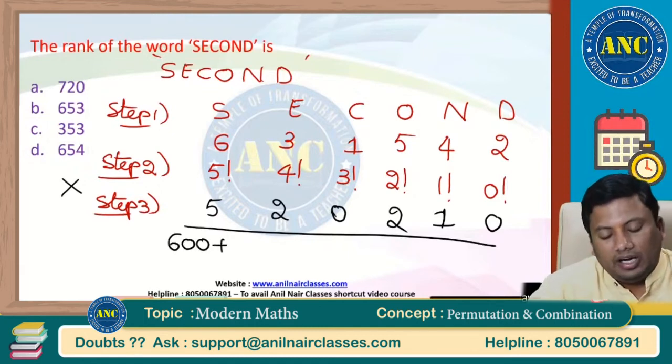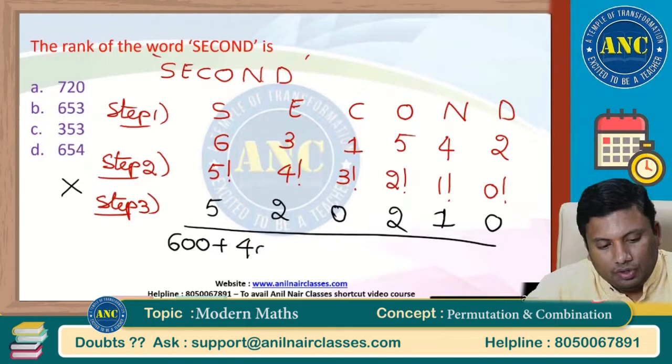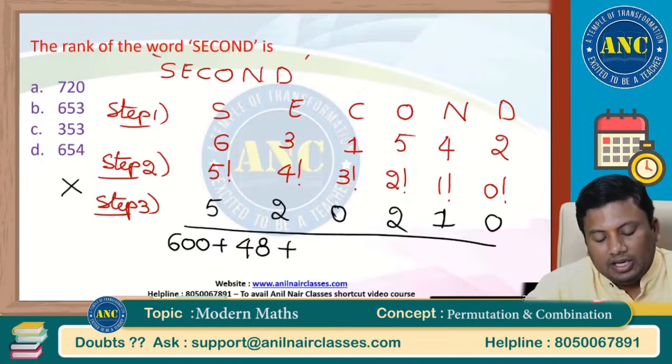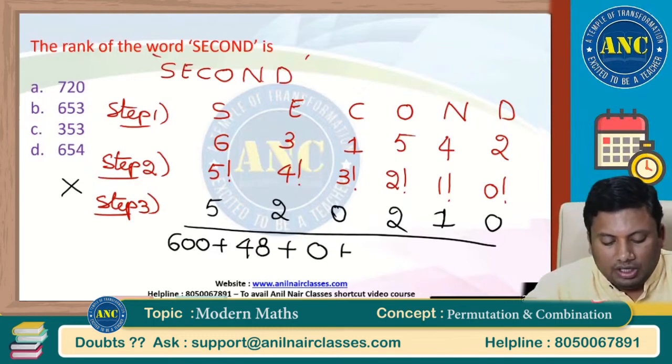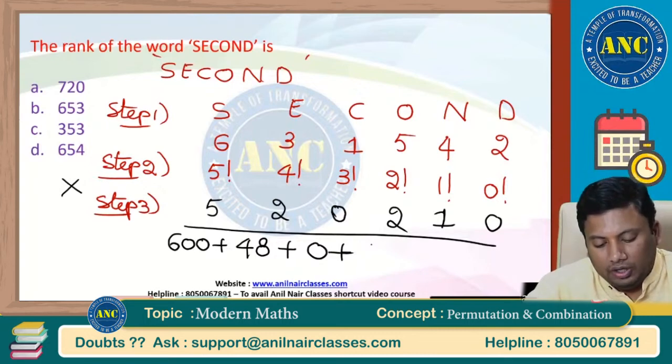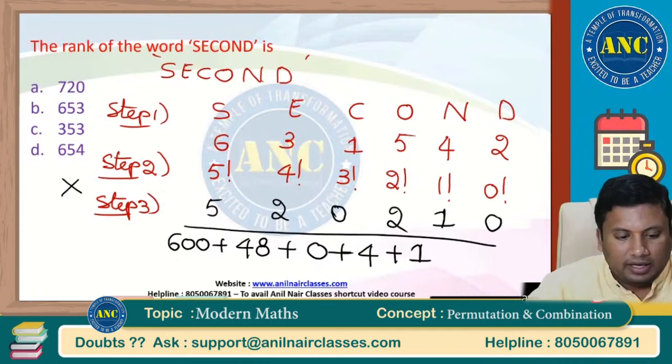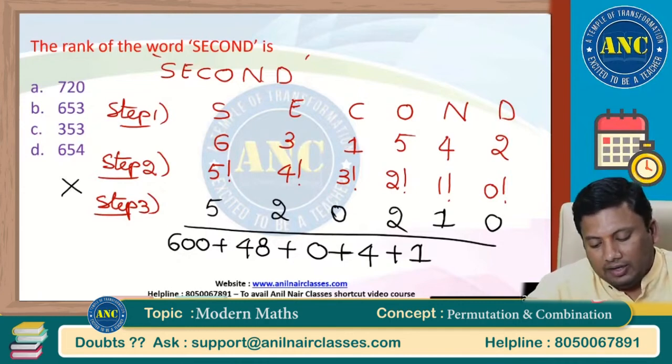4 factorial is 24 into 2, which is 48. 6 into 0, 0. 2 factorial, 2 into 2, 4. 1 factorial, which is nothing but 1. 600, this 1 into 0, 0.